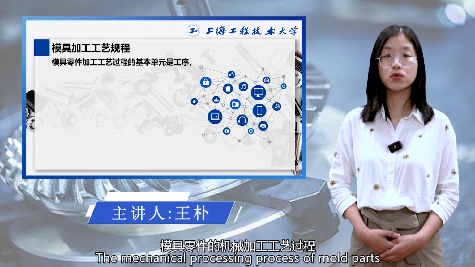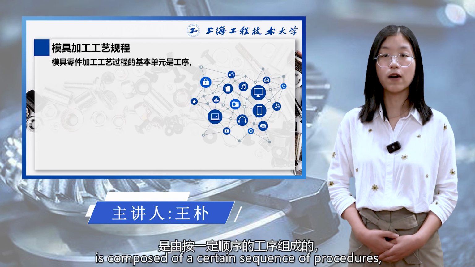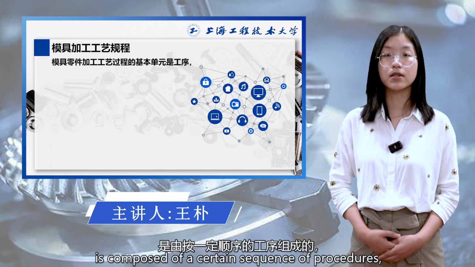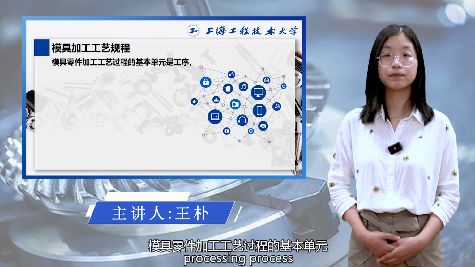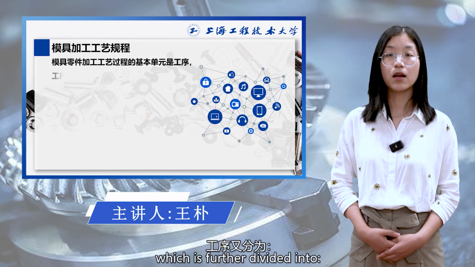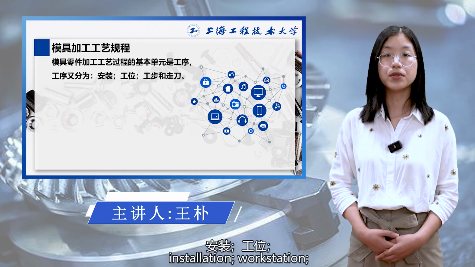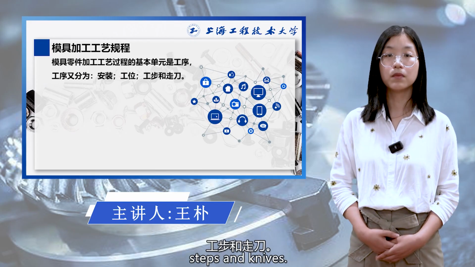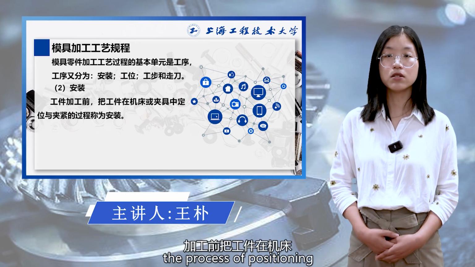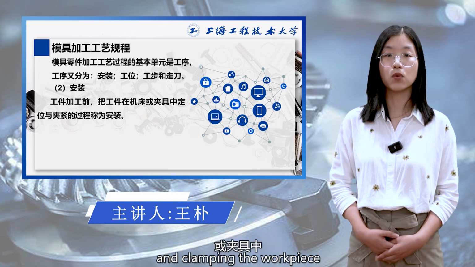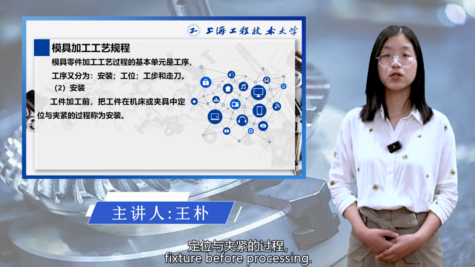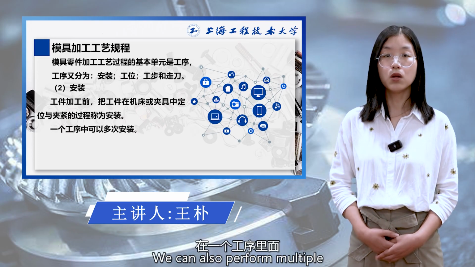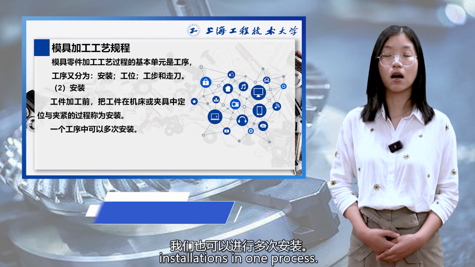The mechanical processing process of mold parts is composed of a certain sequence of procedures, and the basic unit of the mold part processing process is the procedure, which is further divided into installation, workstation, steps, and tool runs. Installation refers to the process of positioning and clamping the workpiece in the machine tool or fixture before processing. We can also perform multiple installations in one procedure.